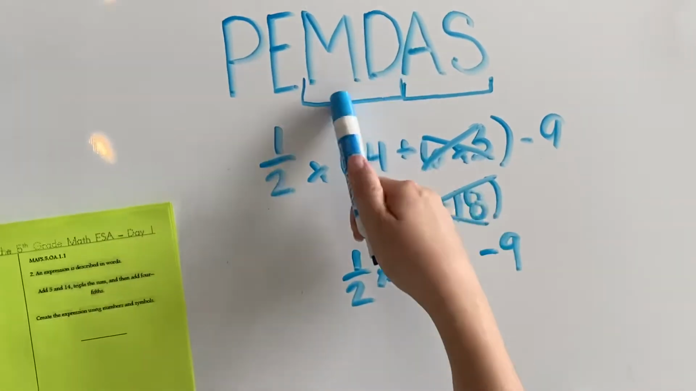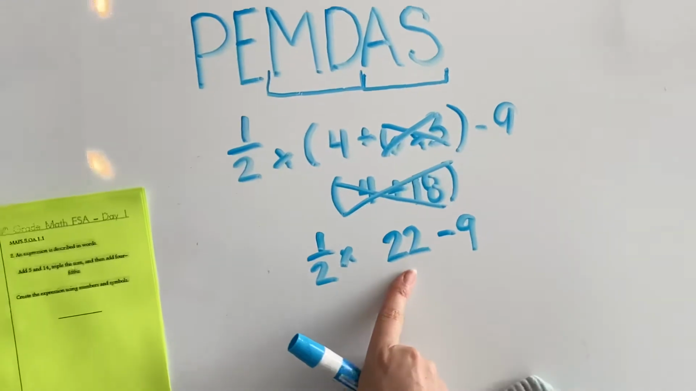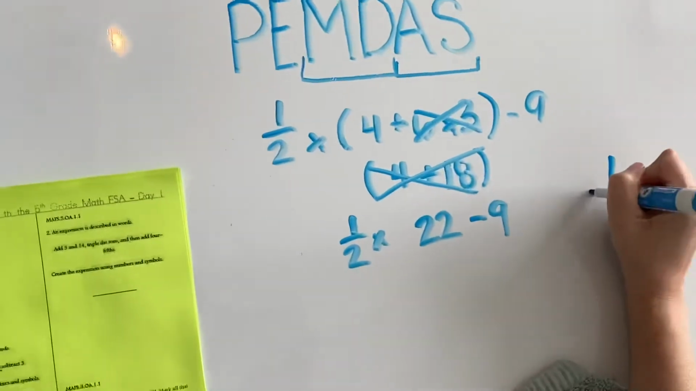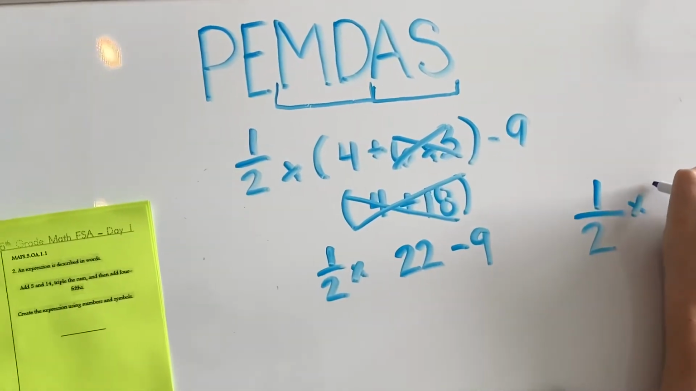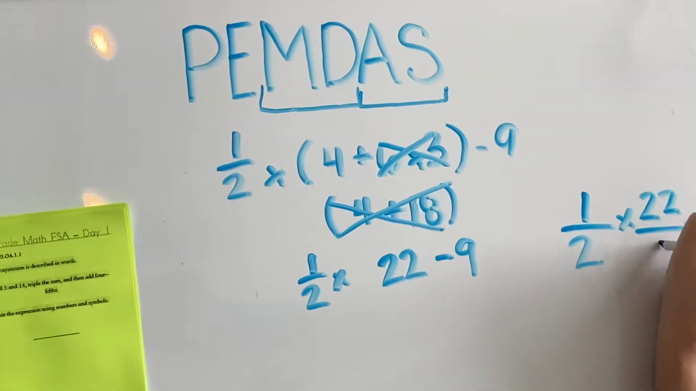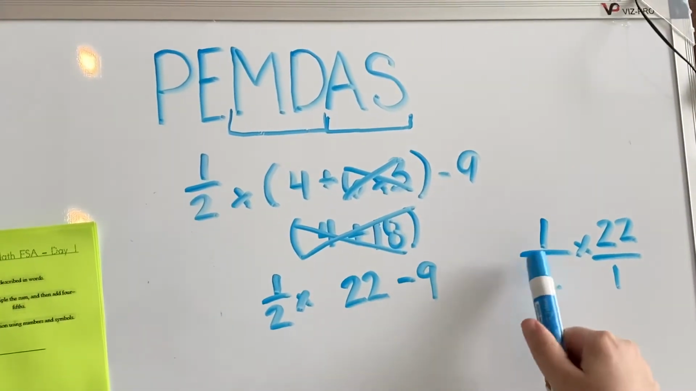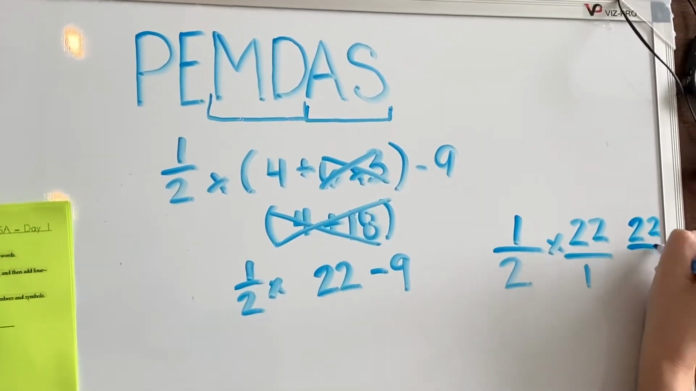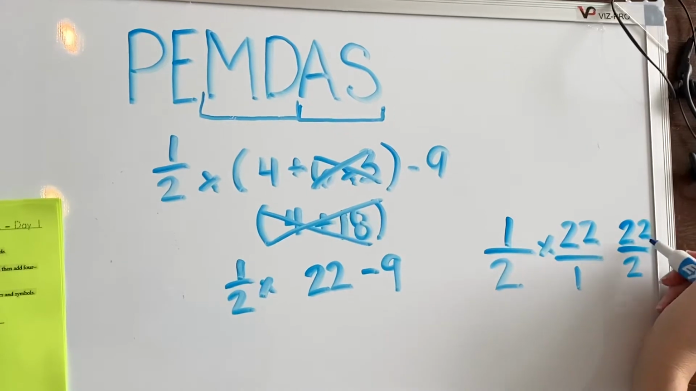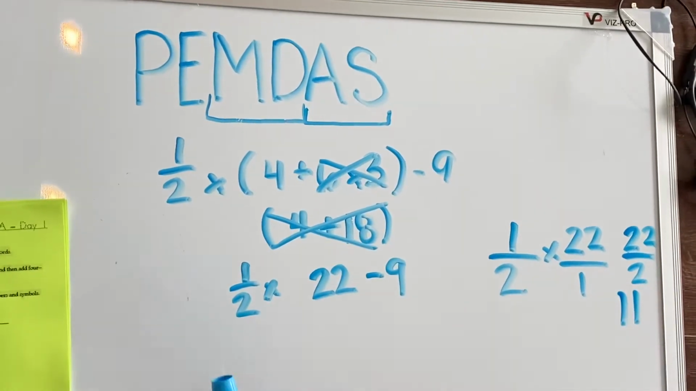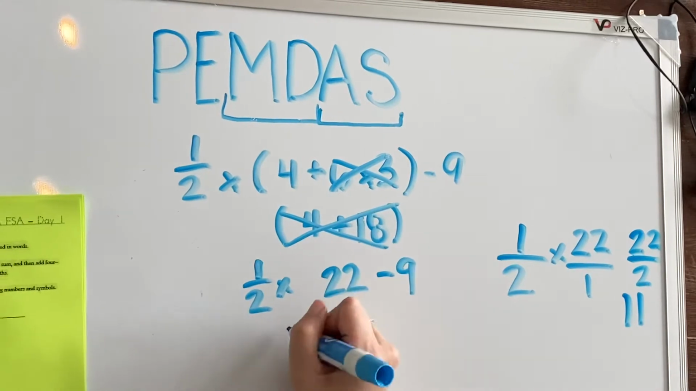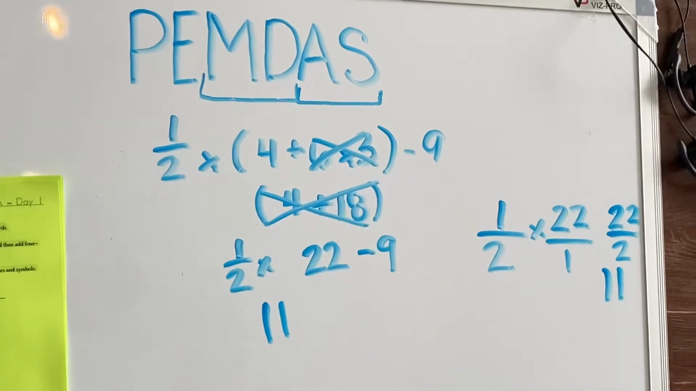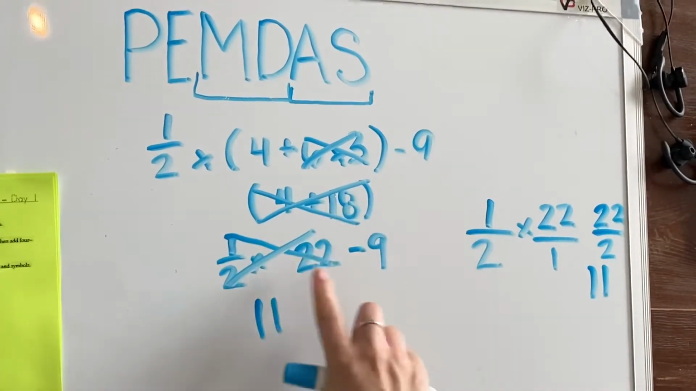No exponents. Do I have multiplication? I do. 1/2 times 22. You can either think what's half of 22, or if we don't know, we could always do 1/2 times 22. Make that into a fraction. Multiply across. 1 times 22 is 22. 2 times 1 is 2. 2 goes into 22 11 times, so I know that 1/2 times 22 is 11, or I could also think, what's half of 22? Half of 22 is 11. That's a faster way to do it. So I'm done with this. I do the multiplication before I do subtraction.